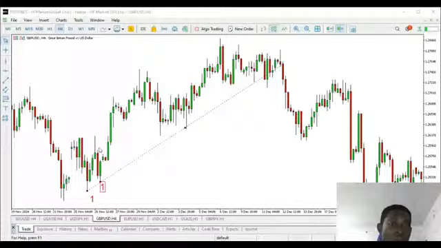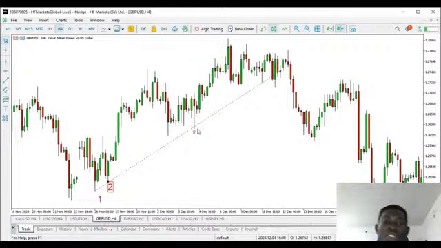I have my point two. Then on the third touch of the point, I'm looking for a rejection. I'm looking for the reaction of the market at that spot. At that spot, look at this candle. There's a rejection here. What name should we call this candle now?